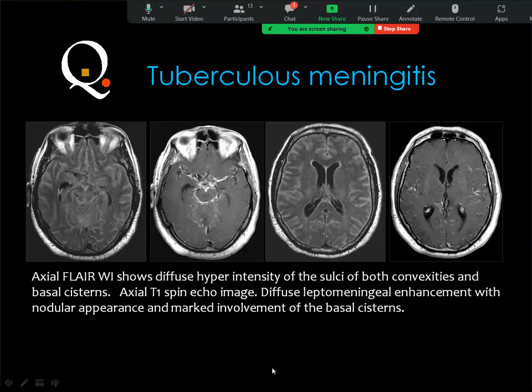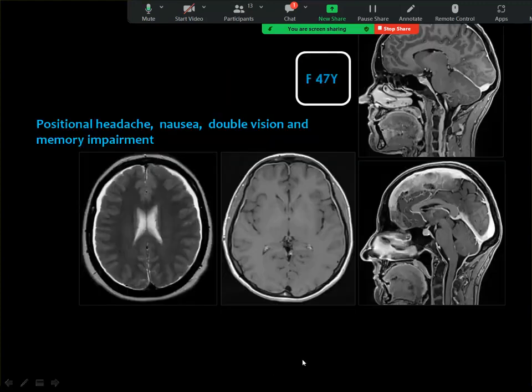Since you see only meningitis and you do not see any other suggestive criteria. The next patient is a female patient, 47 years old. She has positional headache, nausea, double vision, and memory impairment. This is the T2 weighted image, and this is T1 post contrast, and this is also T1 post contrast. And this is just to compare the normal appearance with the pathologic appearance.